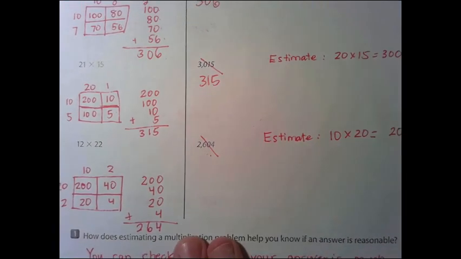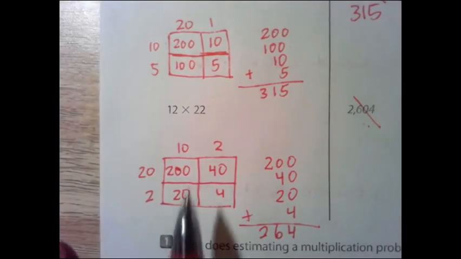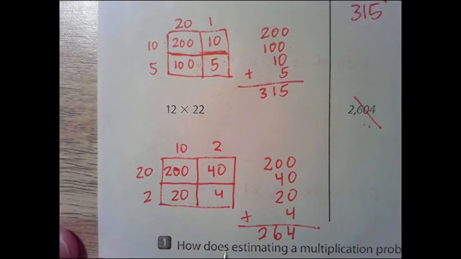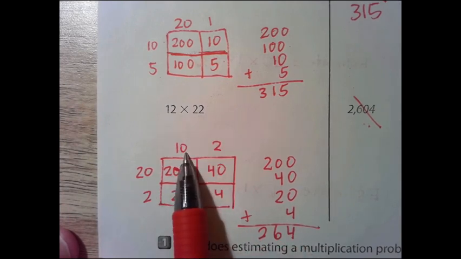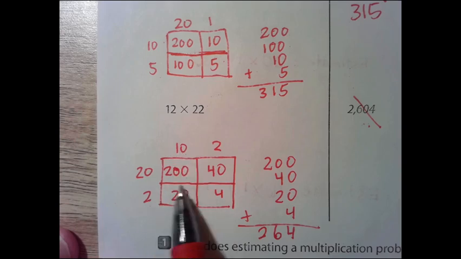All right. So again, I took my 12. Let's zoom in again. I took my 12 and I broke it apart into 10 and 2. Took my 22 and I made it 20 and 2. 10 times 20 is 200. 2 times 20 is 40. 10 times 2 is 20. 2 times 2 is 4.